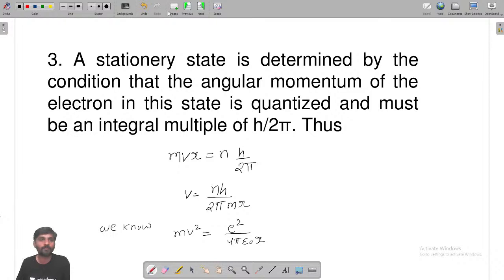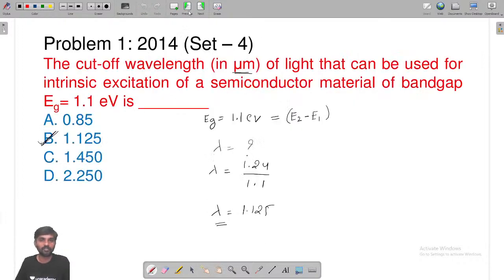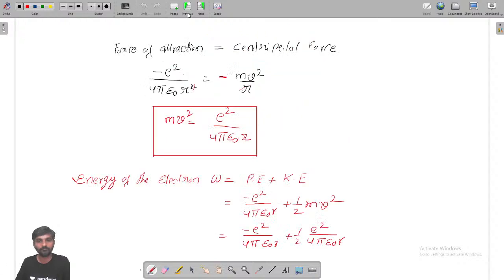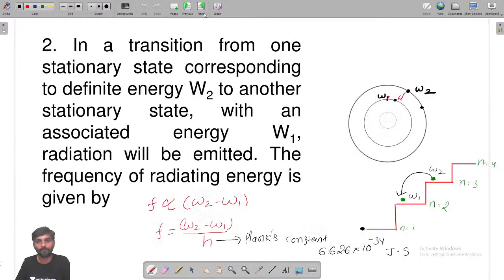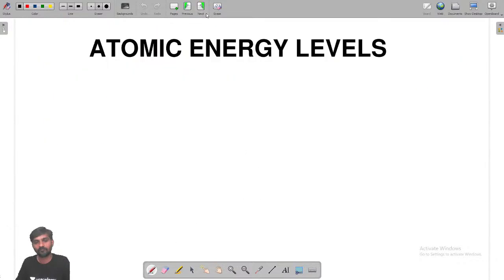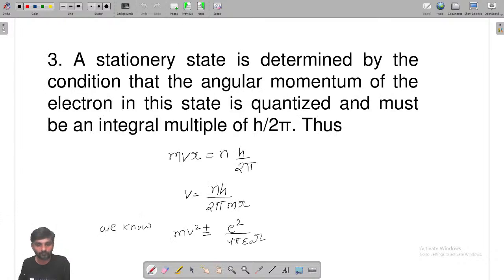We have derived this in the previous discussion, in this class only. If you go and see here, mv square is equal to e square by 4 pi epsilon naught into r.